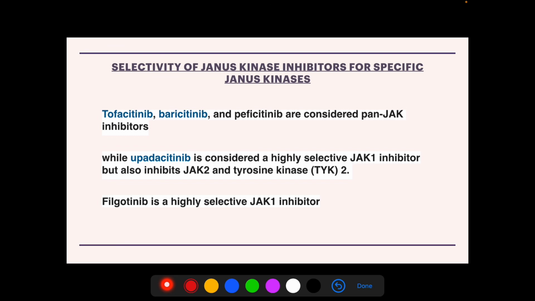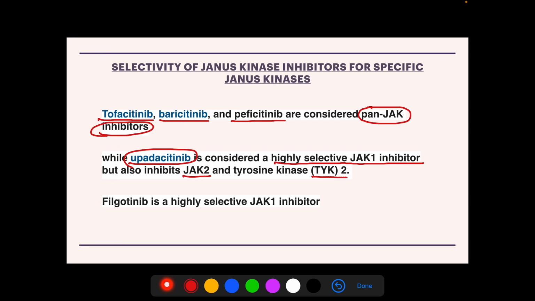Selectivity of Janus kinase inhibitors for specific Janus kinases. For example, Tofacitinib, Baricitinib and Peficitinib are considered pan-JAK inhibitors, while Upadacitinib is considered a highly selective JAK1 inhibitor, but it also has JAK2 and tyrosine kinase 2 inhibitor action, while Filgotinib is a highly selective JAK1 inhibitor.